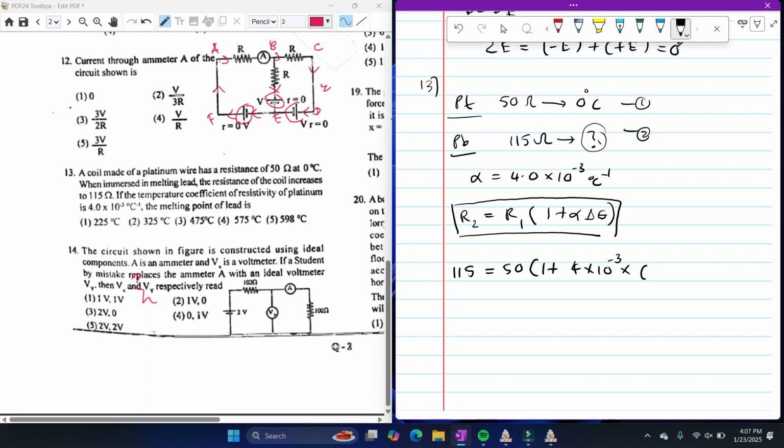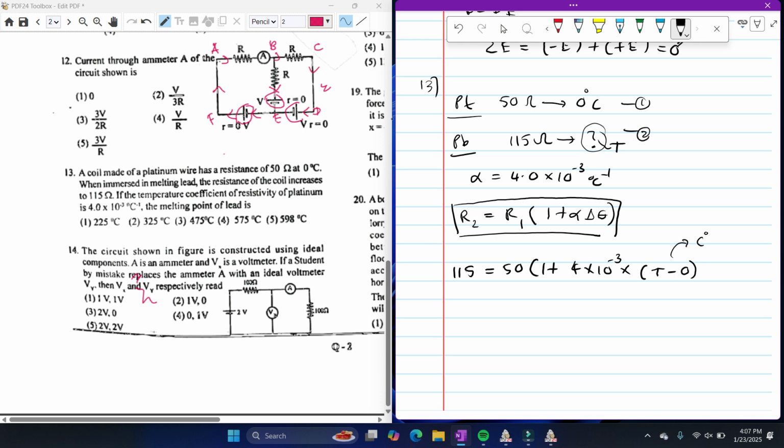Let's say the unknown temperature is T. So delta theta is T minus the initial temperature, which is 0 degrees Celsius. The answer is in terms of Celsius. Always keep in mind the units that you are using. Sometimes the answer might be given in Kelvin, but in this case there is no problem. No need to worry about that here.